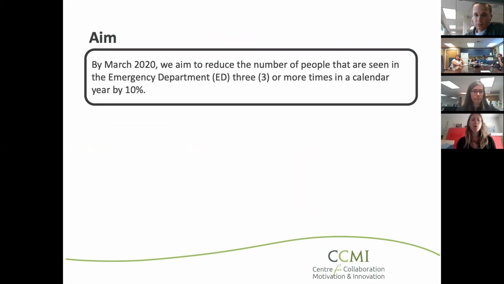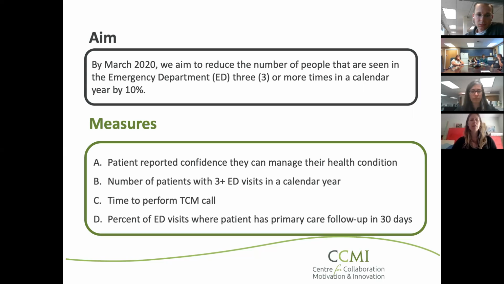So let's take a look with an example. So here's an example of an aim statement. By March 2020, we aim to reduce the number of people that are seen in the emergency department 3 or more times in a calendar year by 10%. Okay, so that's the aim statement. And then here is the family of measures that this team put together.